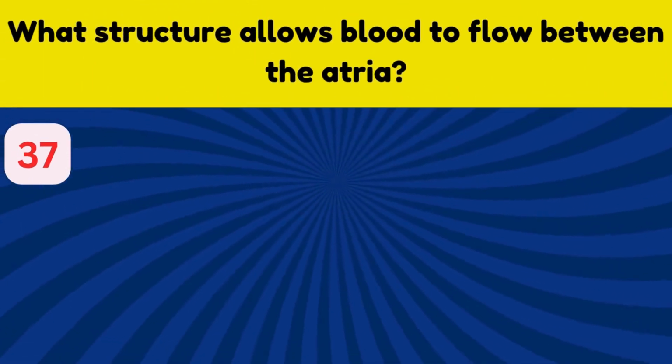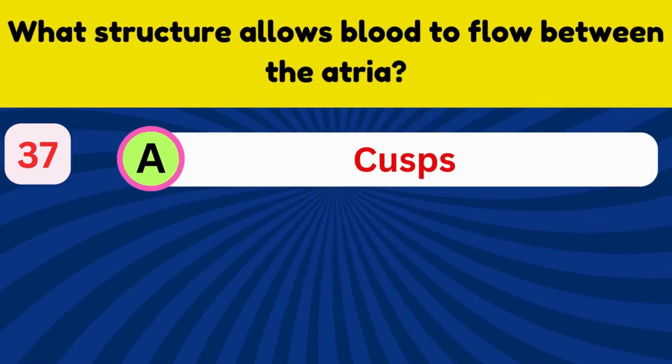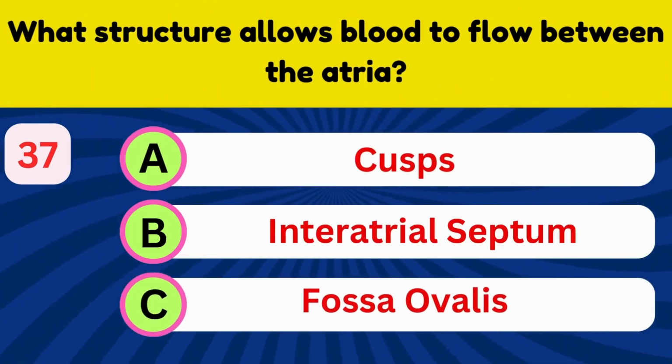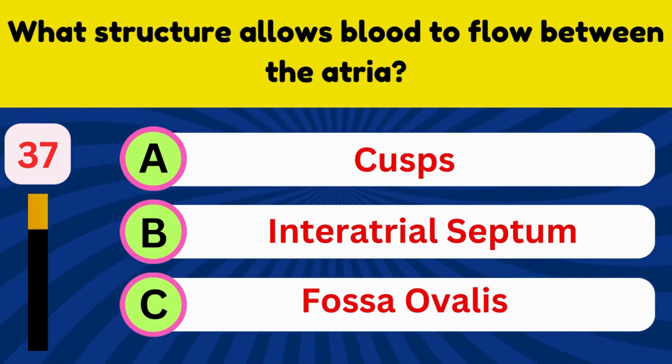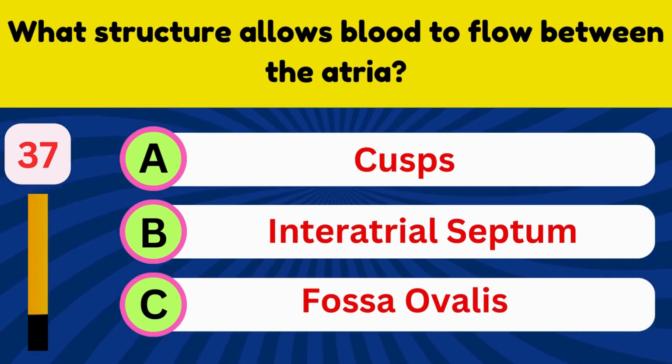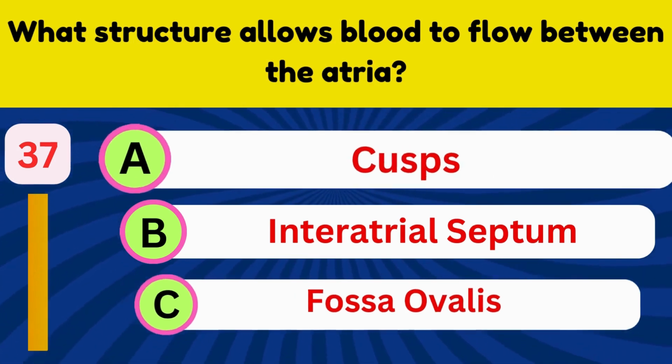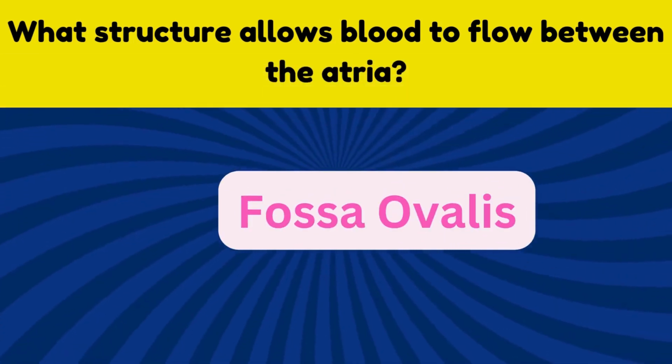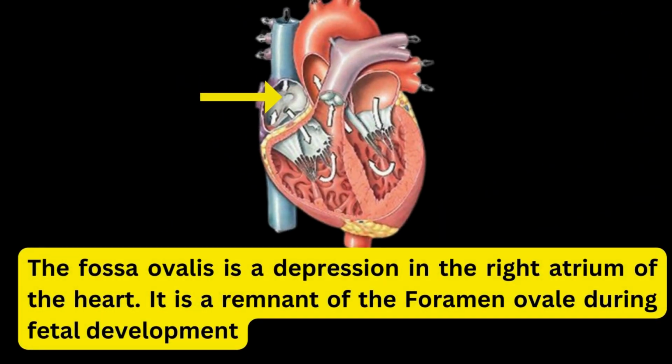What structure allows blood to flow between the atria? Fossa ovalis. The fossa ovalis is a depression in the right atrium of the heart. It is a remnant of the foramen ovale during fetal development.